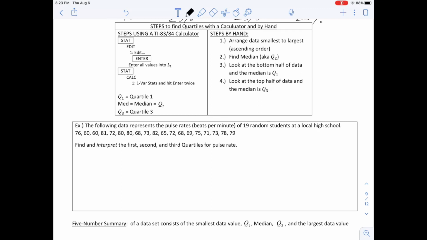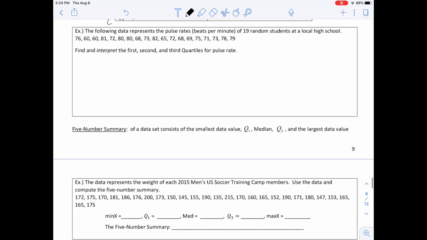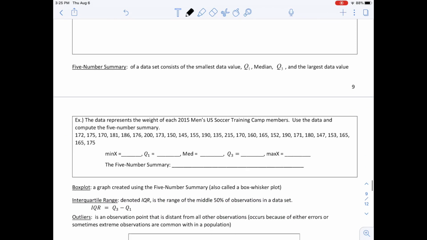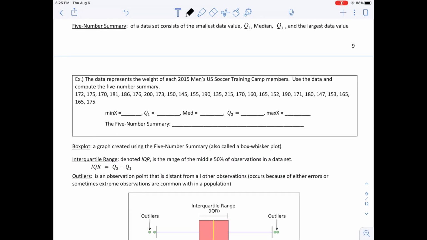So here are the steps to use a TI-83 or 84 graphing calculator to calculate quartiles. First thing is we're going to go to Stat and Edit. You're going to enter in your numbers into L1. And then we're going to go Stat Calc, go to 1-Var Stats, and hit Enter twice. You will get, along with mean and standard deviation like we looked at already, Q1 and Q3. We have seen the median before, but we do have all the quartiles listed on there. So for the next example, we are going to go ahead and circle that, and we will work on that one together in class.